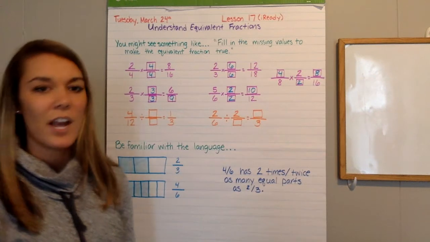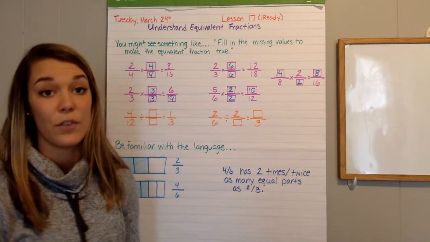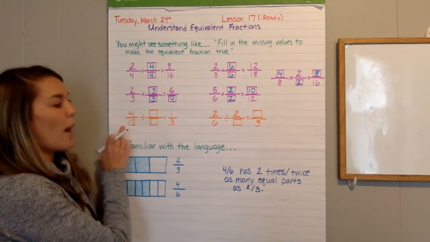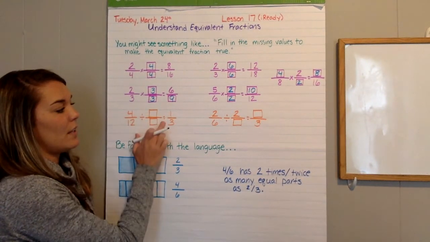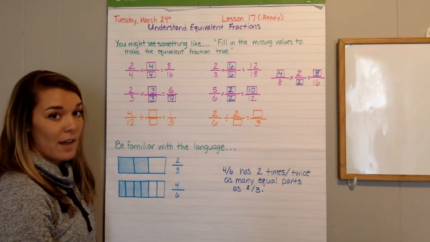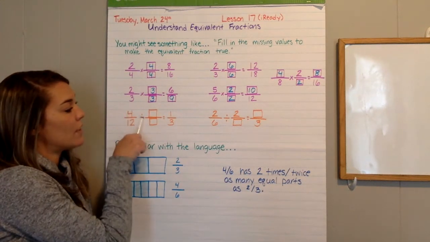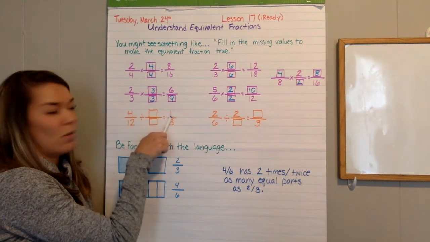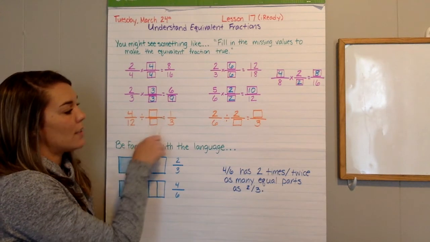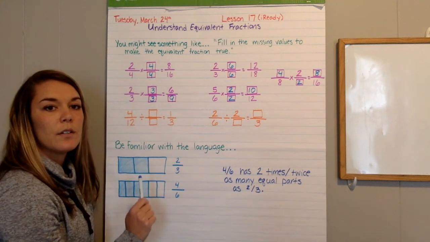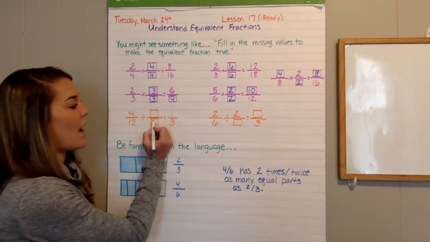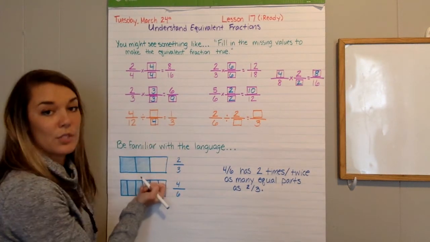Like I mentioned yesterday, you're not going to see a ton of these, but you will see a few, so it's just important to know how to do that. So this is saying 4/12 divided by something equals 1/3. So now I'm asking myself, 4 divided by what equals 1? And 12 divided by what equals 3? So I know this fact, 12 divided by 4 equals 3, right?